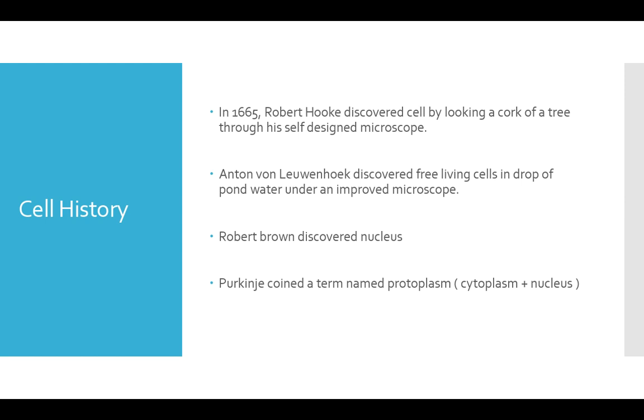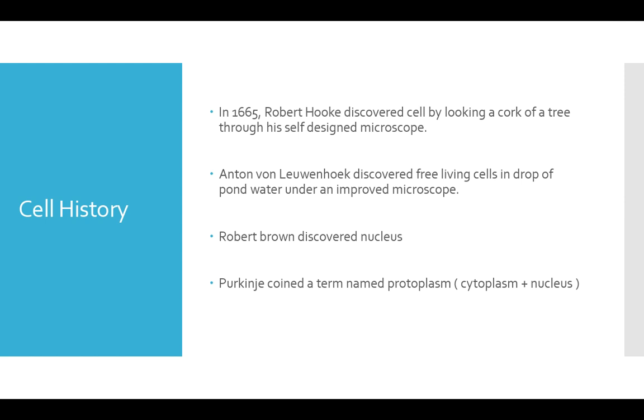Now let's learn about the second discovery, which was done by Anton von Leeuwenhoek. He discovered free living cells in a drop of pond water, under an improved microscope. He took his improved microscope and kept a drop of pond water under it. Then he saw some living organisms in the drop of pond water, which might be organisms like amoeba and paramecium, which live in the water.